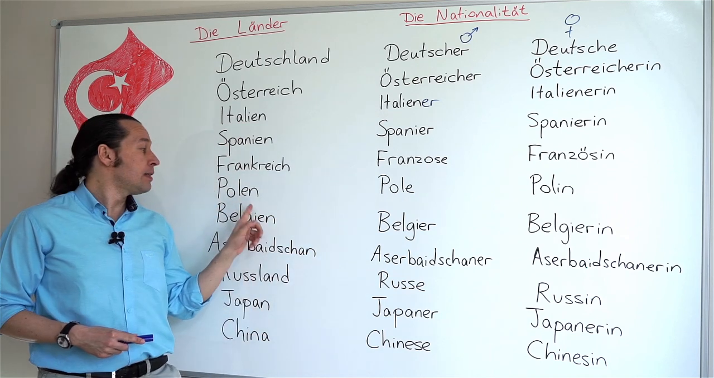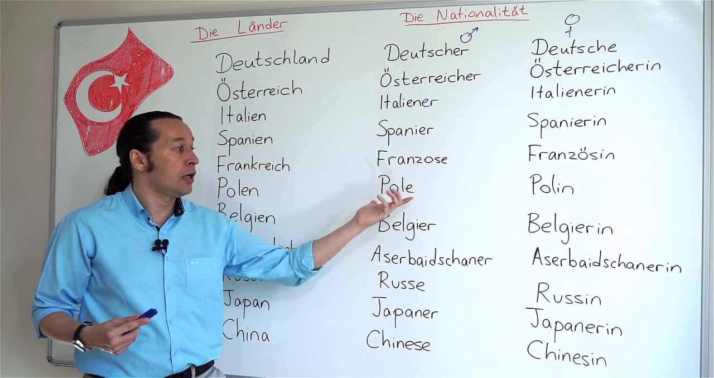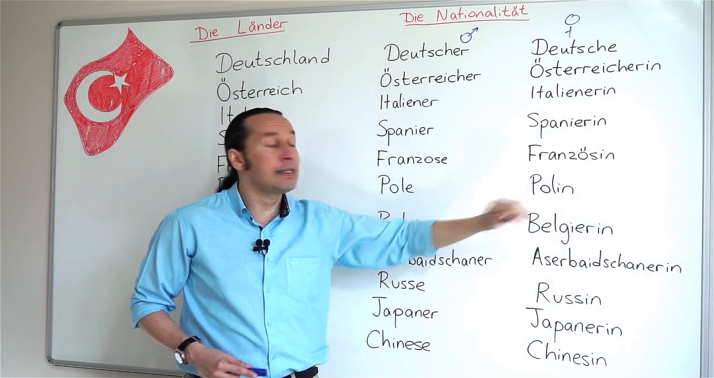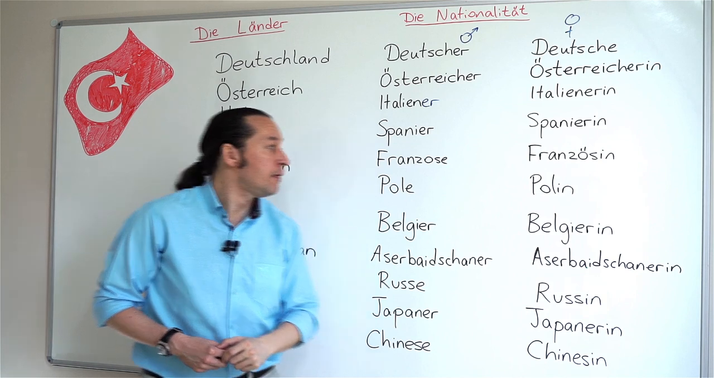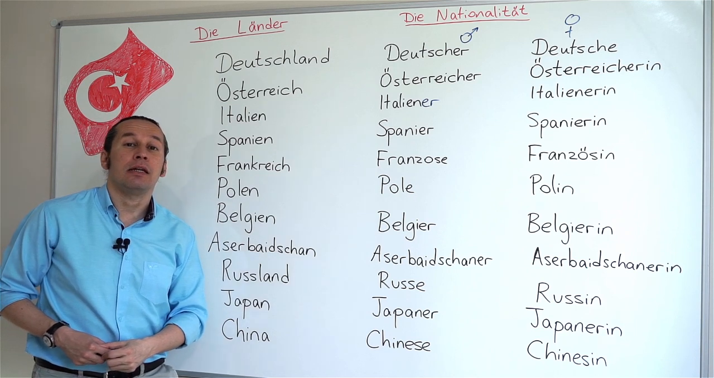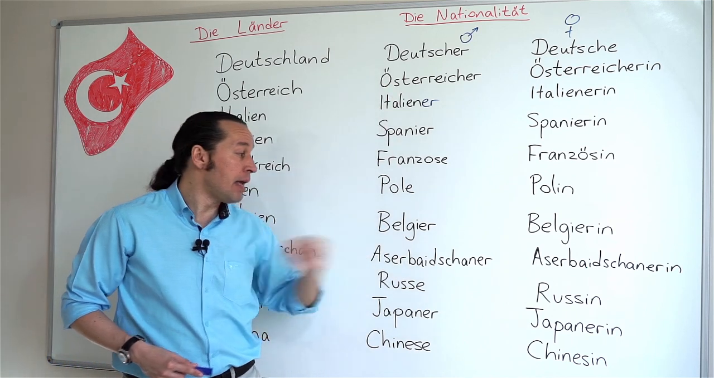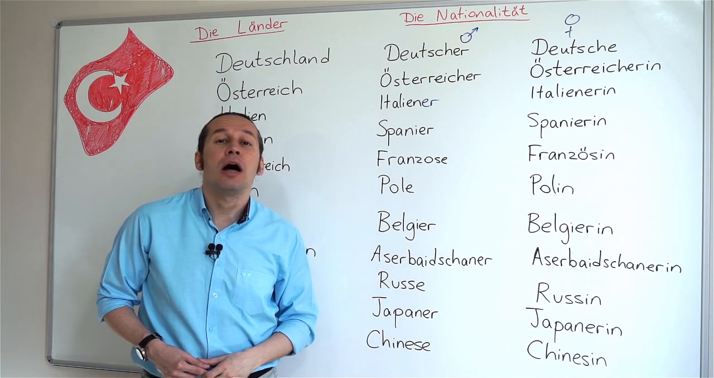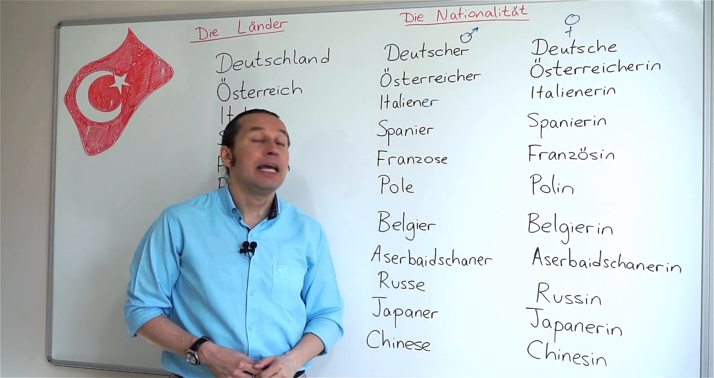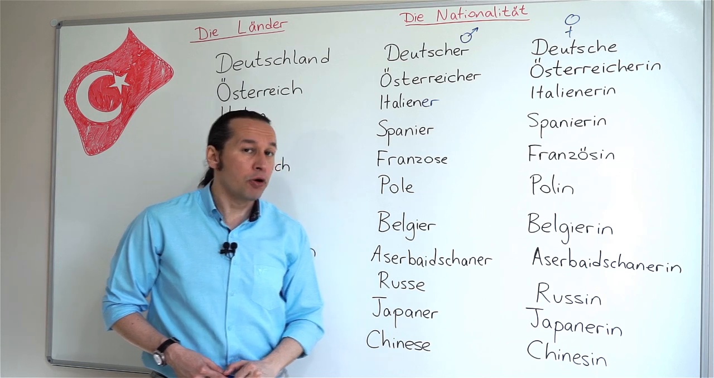If I say Poland, I'll say Polen, which stands for Poland. If it's a Polish male, I'll say Pole. If it's a female, I'll then say Polin. Belgium. If I say Belgium, I'll say Belgien. If it's a Belgian and a male person, I'll say Belgier, which is a Belgian male person. If it's a female, I'll say Belgierin. Belgierin for a Belgian female person.